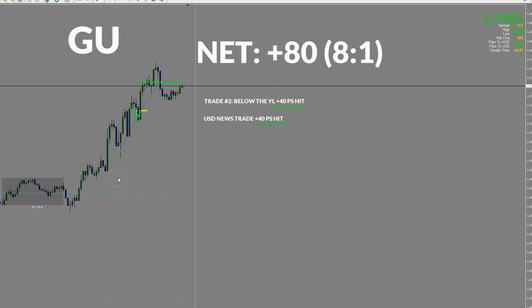Again, trending markets, simple setups. Anyone can do this. And this ended up giving me also a clear 8 to 1. The euro dollar was almost 8 to 1. This one was clearly 8 to 1 using a 10 pip stop. I made 80 pips on this trade. So today was a great day. And as we head into the holidays, these markets have just been absolutely incredible this week.